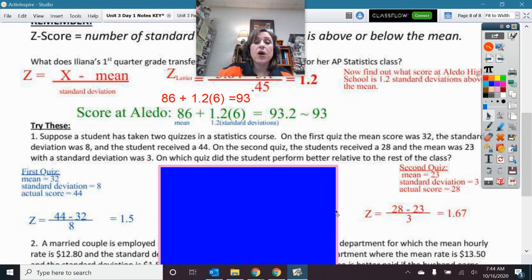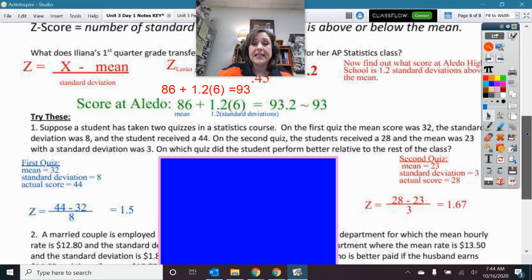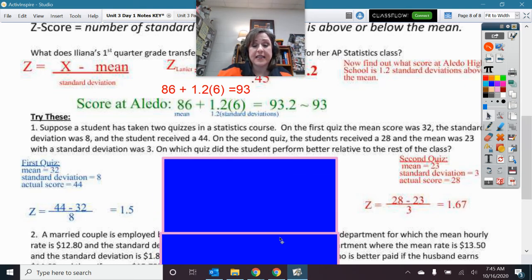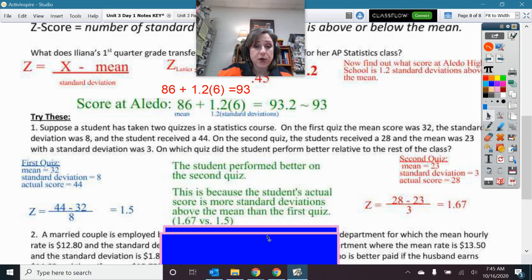Okay, so what does that mean as far as what's happening? Where is this student located? Which quiz did the student score better on relative to his or her peers? Well, I hope you can see that the student scored better on the second quiz because the student's actual score is more standard deviations above the mean than the first quiz. So relative to the peers, you are higher up on the normal model.